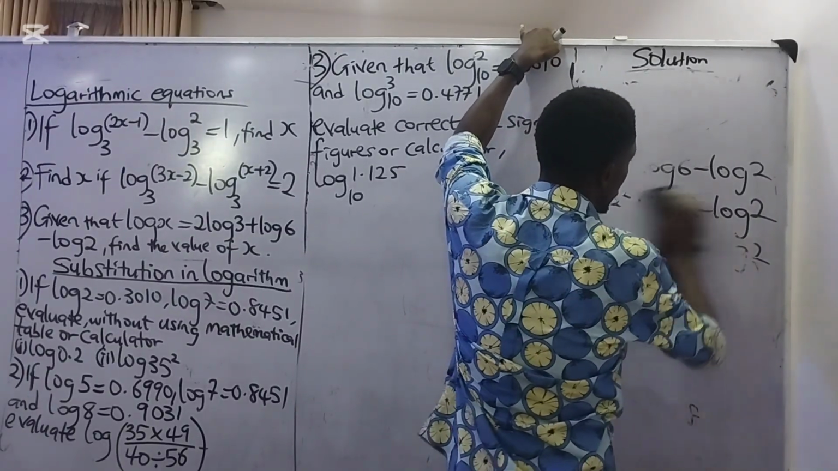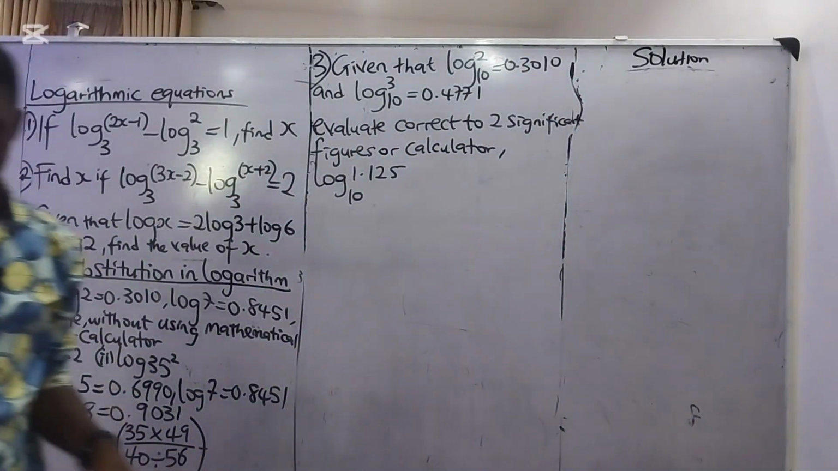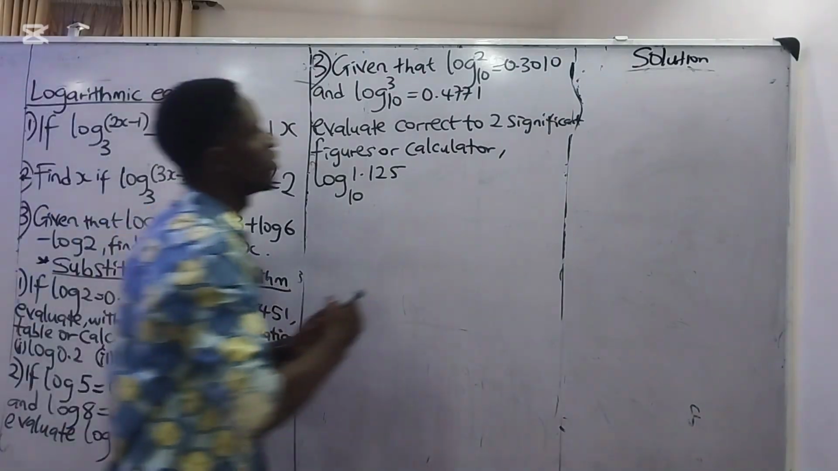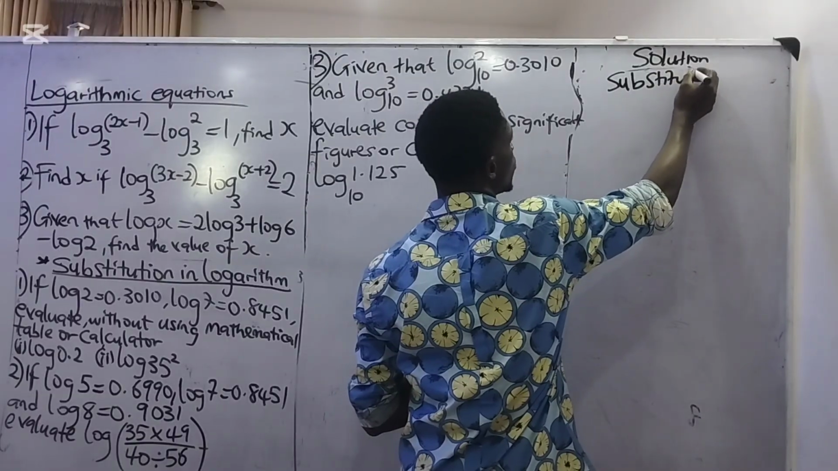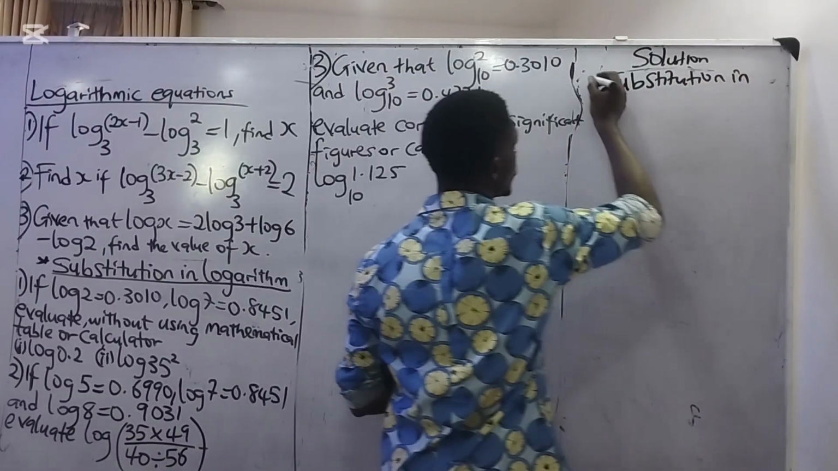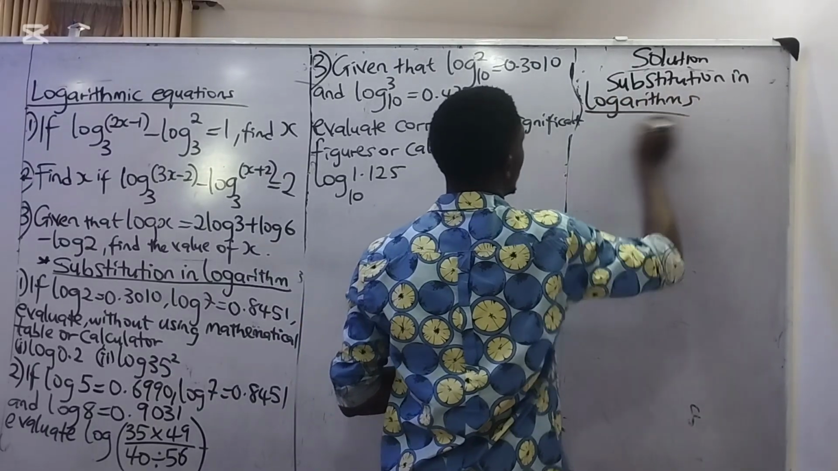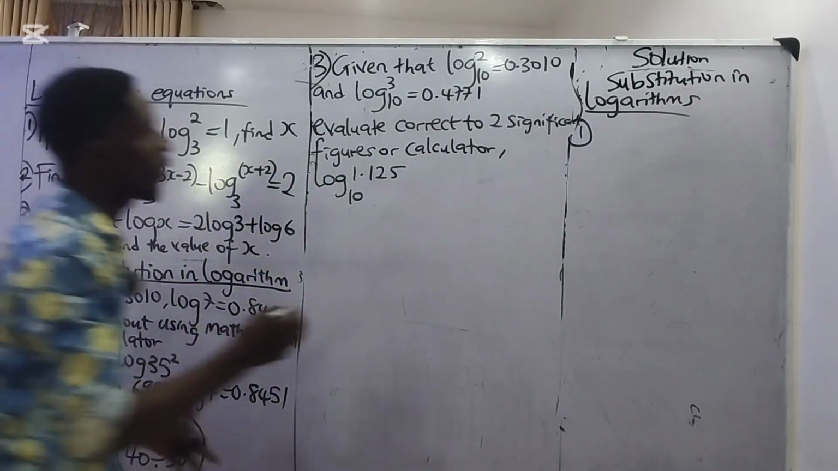We are going to illustrate it, but at a point you are going to use your calculator. Let me explain what I mean. So we are going to substitution in logarithm. Number 1, solution. This is substitution in logarithm. This is the solution to those problems there. So let's start with number 1, part I.